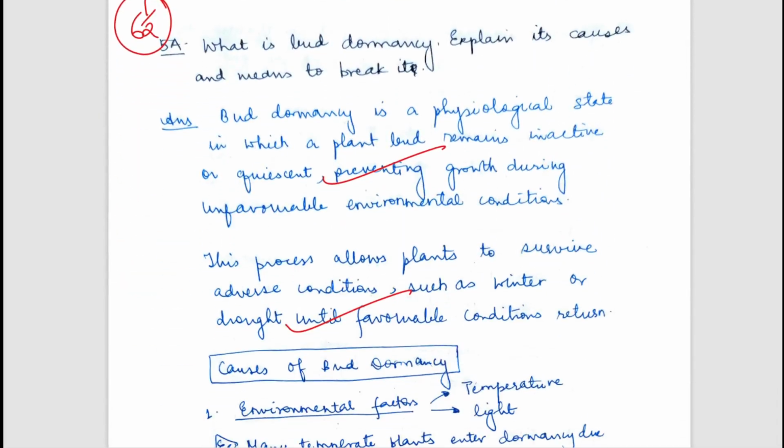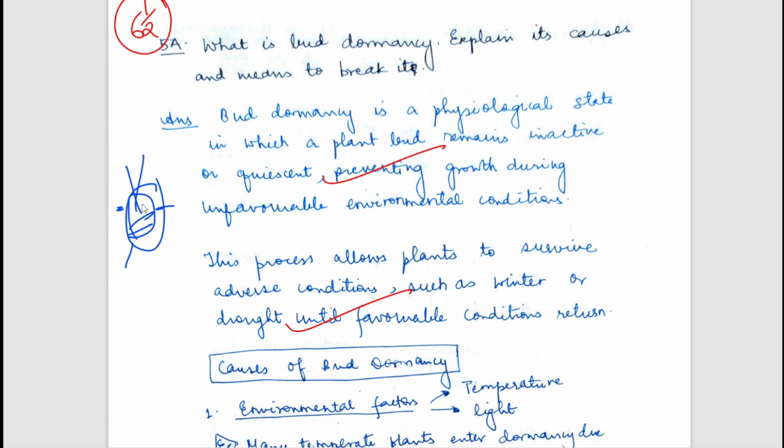The next question is: what is bud dormancy? Explain its causes and means to break it. So what is bud dormancy? It is when the plant bud is inactive. For example, in seed dormancy the seed is inactive, and in bud dormancy you will find the bud is inactive. So we have to break this dormancy so that it doesn't prevent growth, and whatever arises from the buds rises nicely.